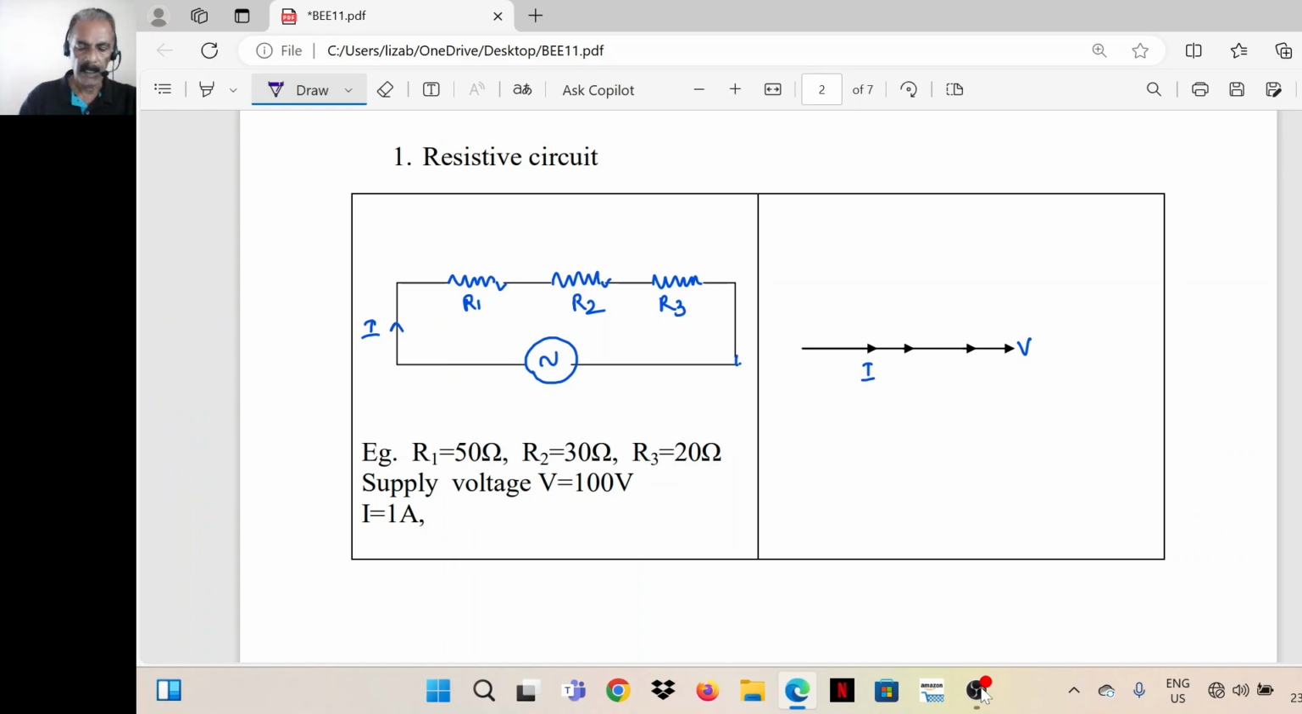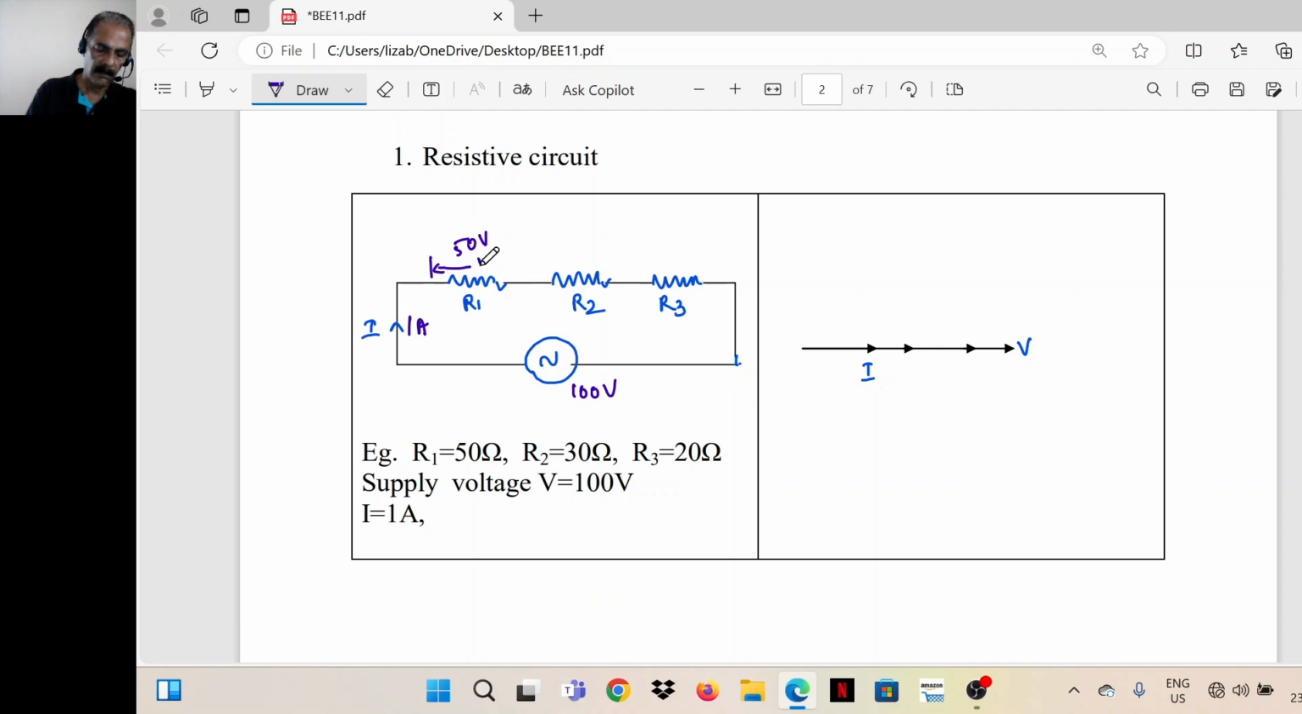Now next, phasor diagrams. What is given here is an AC circuit. The supply voltage is 100 volts. Three resistors connected in series: 50 ohm, 30 ohm, 20 ohm. We know the sum of the resistance is 50 plus 30 plus 20, 100. Supply voltage is 100, so the current is equal to 1 ampere. This 1 ampere will produce a voltage across R1. R1 is 50 ohm, so this will be 50 volt.